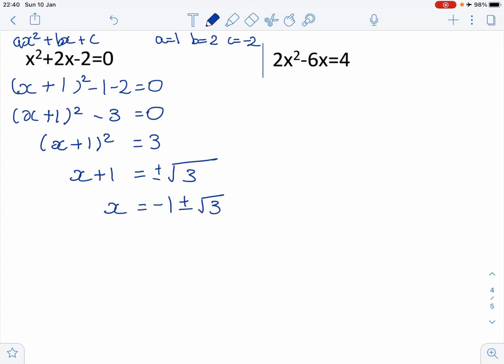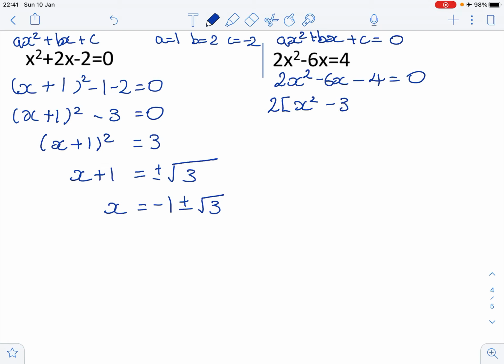So the second example, remember when we want to solve a quadratic equation, we always need to put it into this format, ax squared plus bx plus c equals 0. Then we can complete the square and solve. So let's rearrange the equation into our format. 2x squared minus 6x minus 4 equals 0. So remember, when a is not equal to 1, we need to factorize first. So let's take my 2 out.